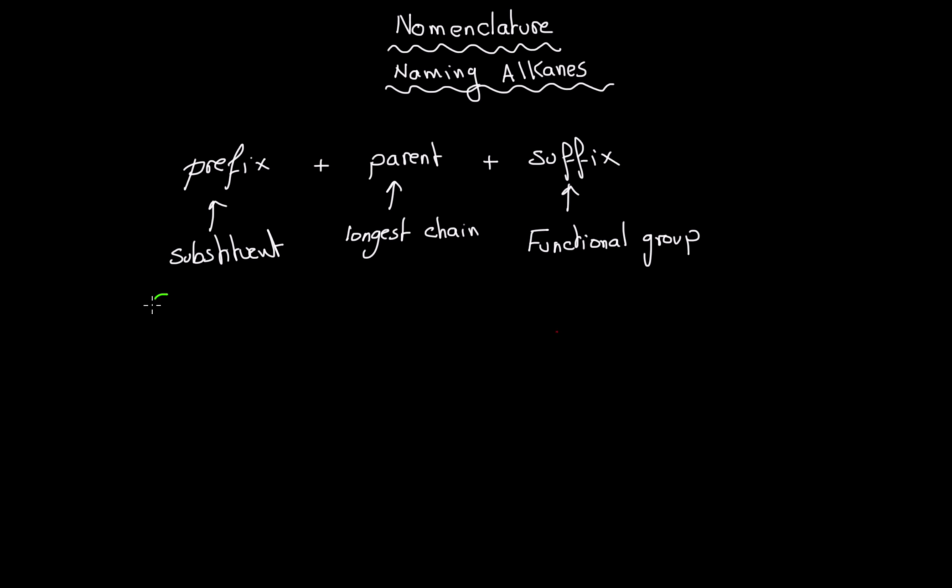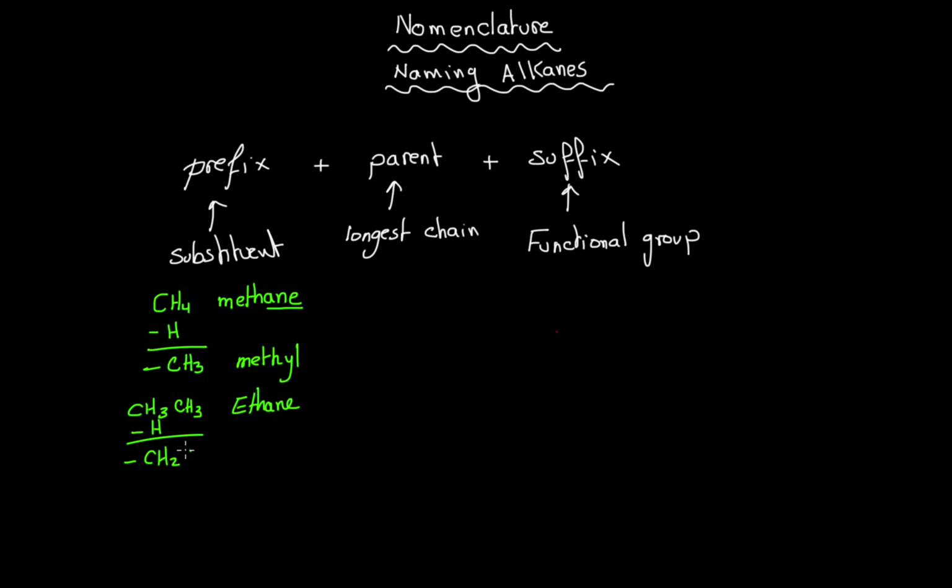A substituent is, for example, when you have an alkane, say CH4, which is called methane, and then you simply remove one hydrogen to get CH3, where the carbon is capable of carrying one more bond. In this case we replace the -ane by -yl, and therefore we call it methyl. If we have, for example, ethane, and remove one hydrogen, it doesn't matter which, because both carbons are the same, so it's going to be CH2CH3, and this is going to be called ethyl.